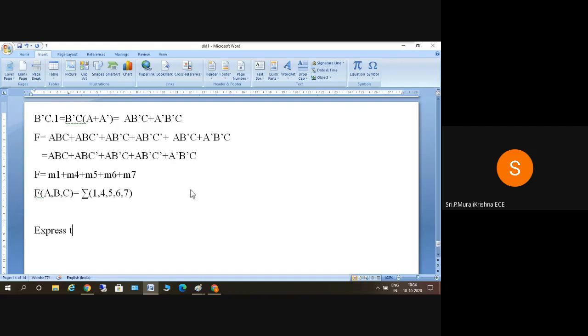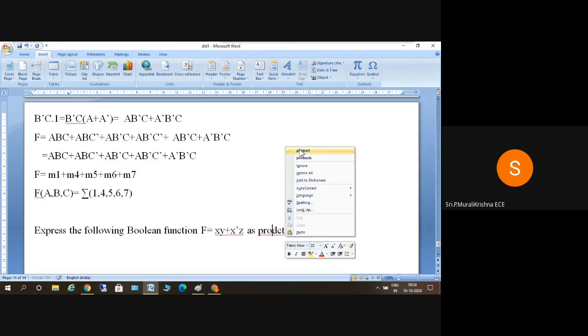Express the following Boolean function. So f is equal to xy plus x bar z as product of max terms. Okay, so product of max terms in the sense I need the OR operation of the input variables.